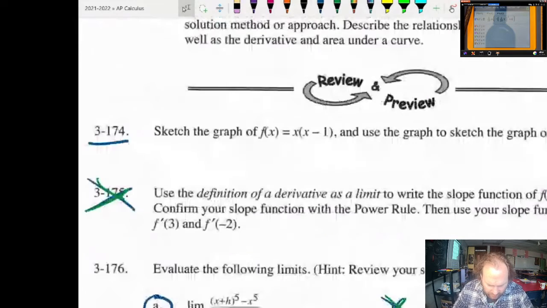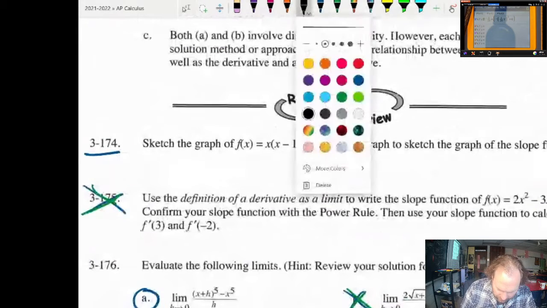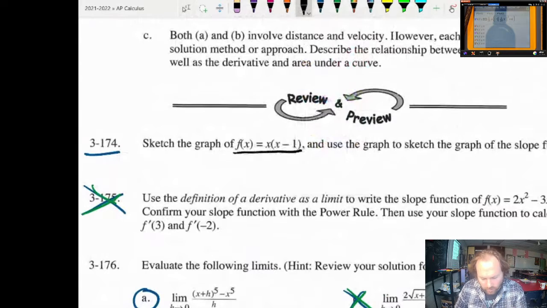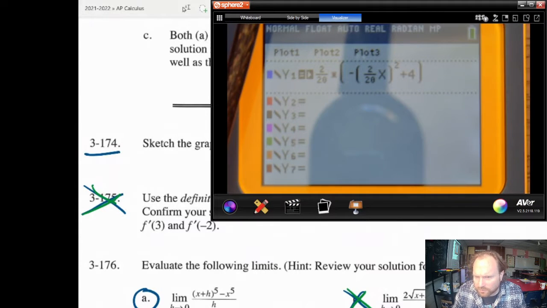3.174 asks us to sketch a graph of this function, f of x is x times x minus 1, and use that graph to sketch a graph of the slope function. Honestly, this is probably a best job for calculator cam to do for us.